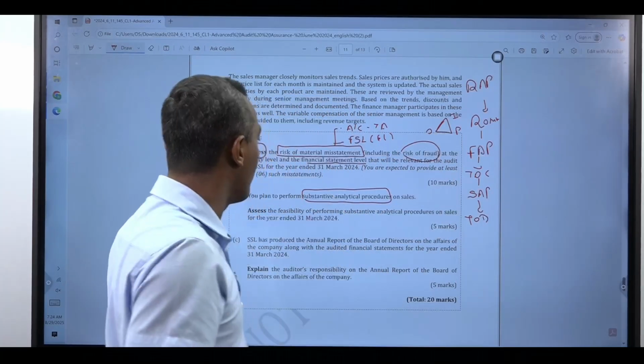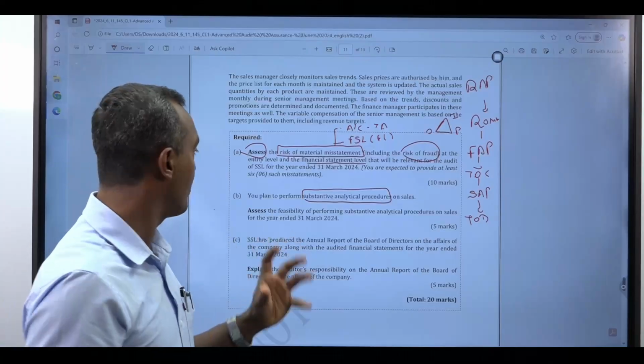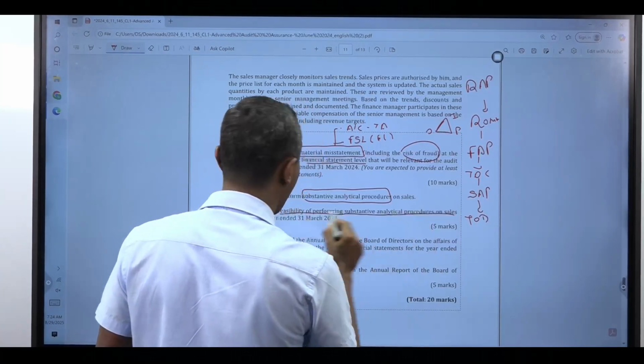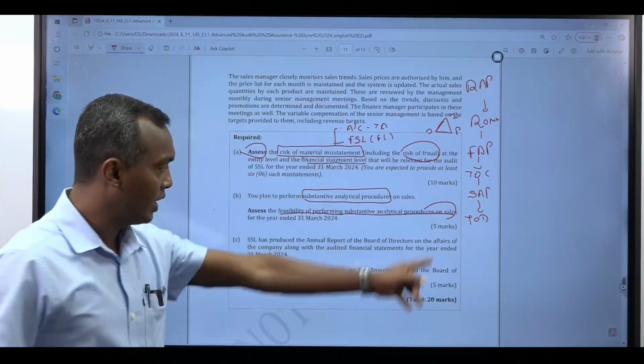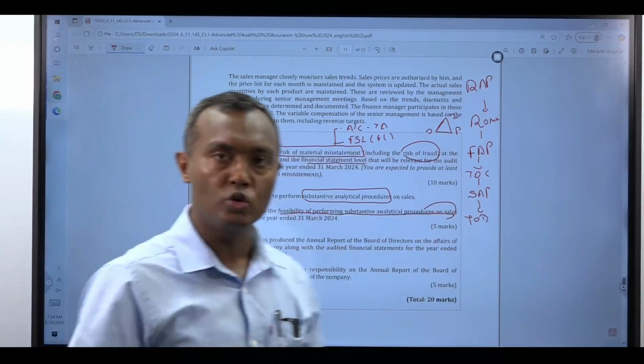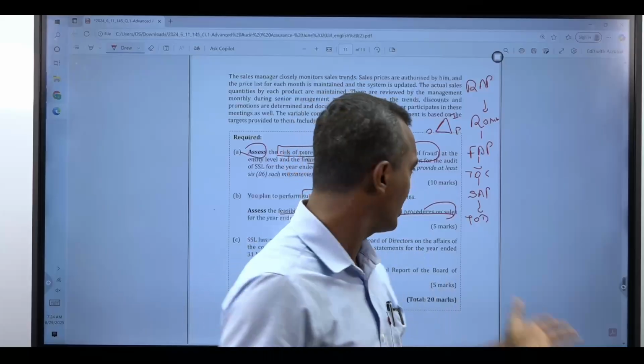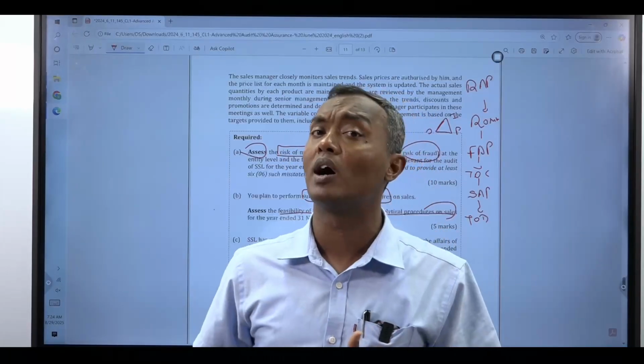Now when it comes to SAP, remember, if you want to do SAP, assess the feasibility of performing SAP on sales. When we read the case study for this 5 marks, you need to have a framework to answer. If that framework is not there, what to write? You will not get these marks.